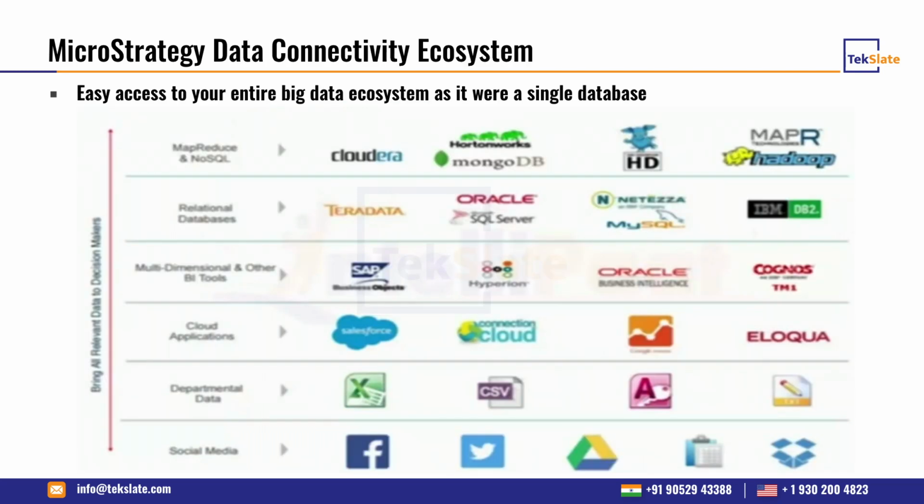This is the input parameter, we can say the connectivity ecosystem. As discussed in the first graphical slide, I can say input, process, and output. So input has different formats. There are five different formats: first one is NoSQL itself, relational databases, multi-dimensional, other BI tools, cloud applications, departmental data, and social media. So every input parameter has its own structure.